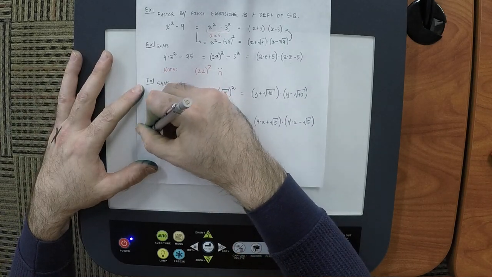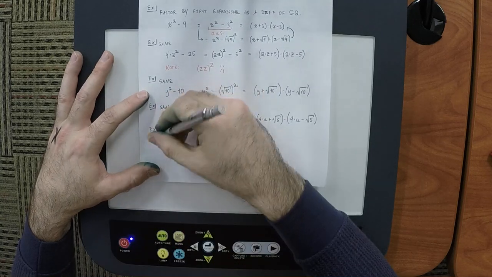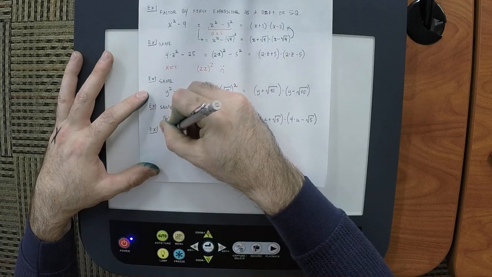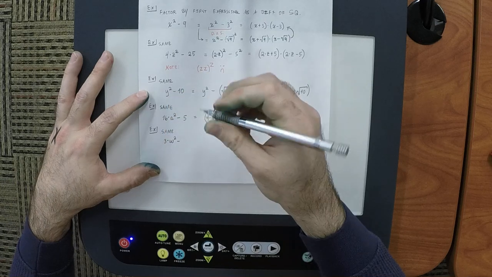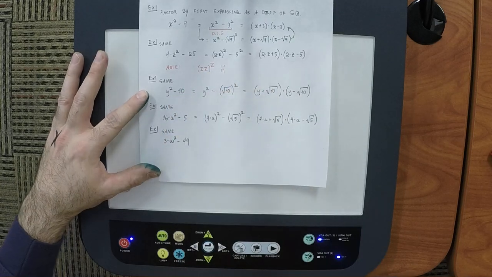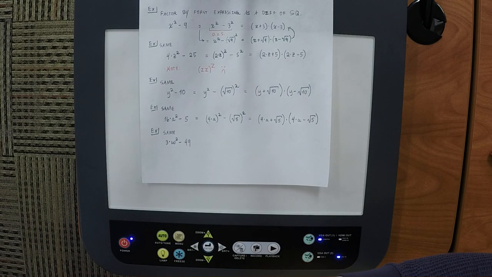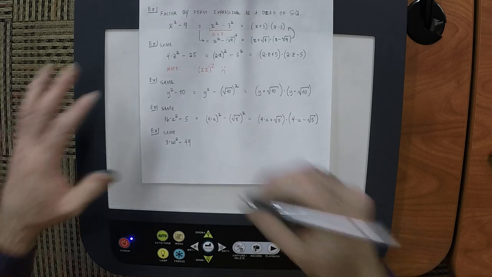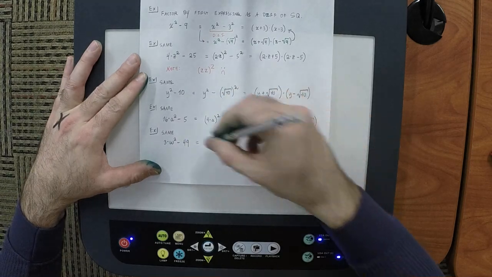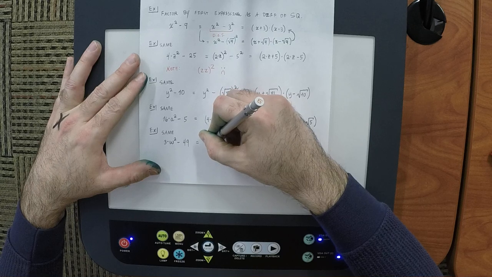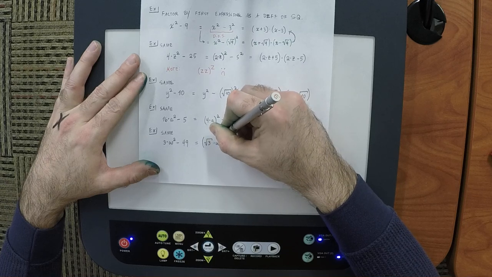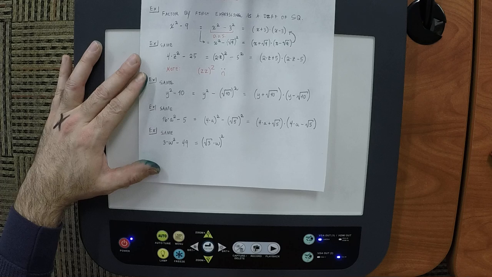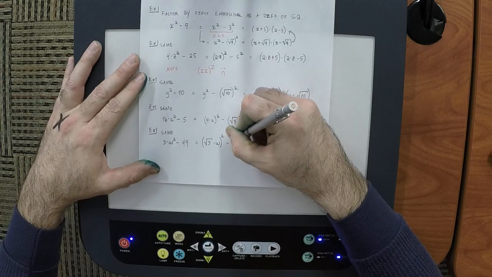Finally, how about same instructions as above? 3 times w squared minus 49. Okay, so what's the first term? Okay. Square root of 3 times w, and then all that squared. Right. Then what? Minus 7 squared.